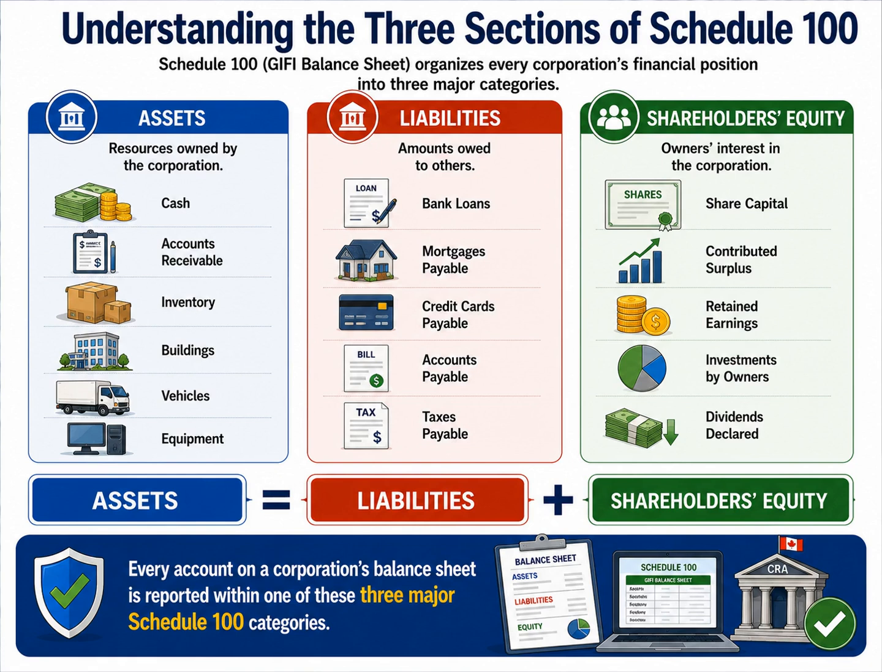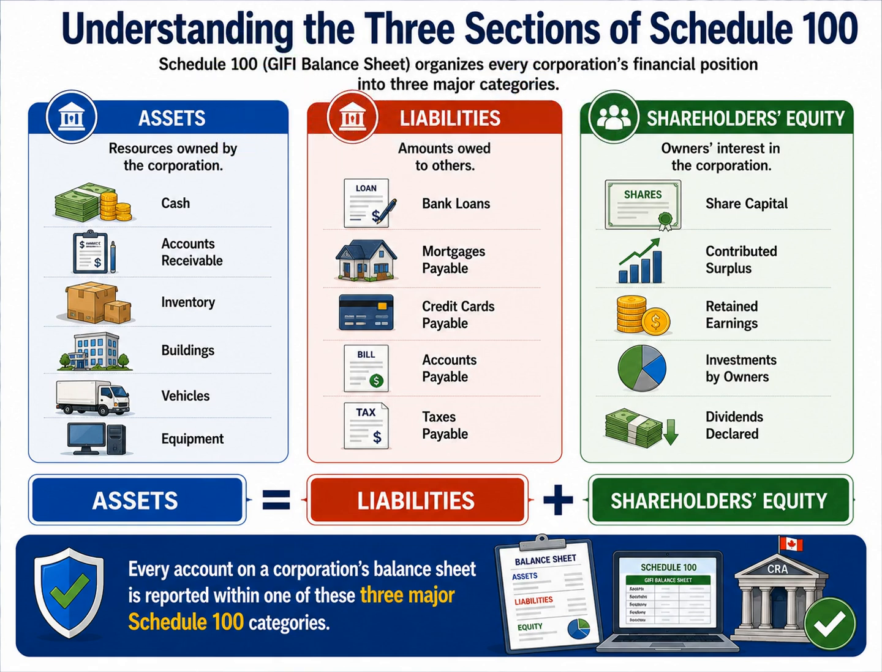The third section is shareholders' equity. Equity represents the owner's interest in the corporation after all liabilities have been deducted from the assets. It includes items such as share capital contributed by shareholders, retained earnings accumulated from past profits, and other equity accounts that reflect the owner's investment in the business.